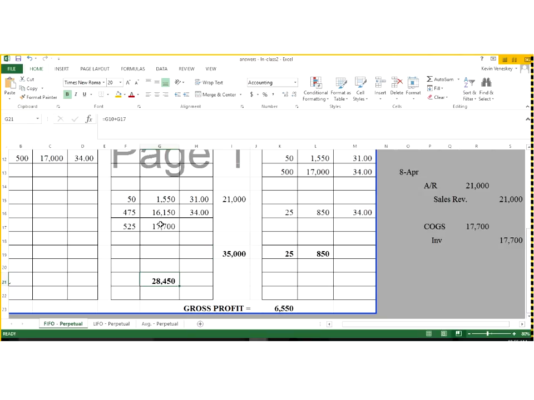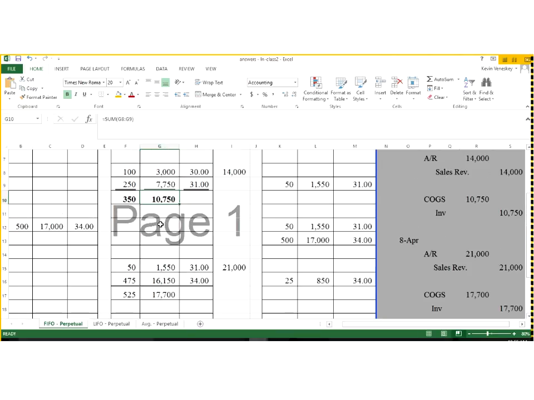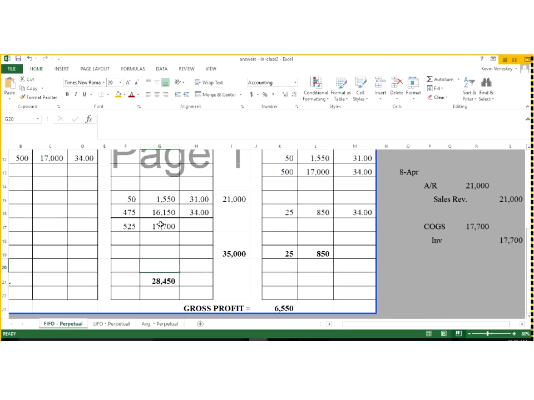Answer number 2 is my total of all of my cost of goods sold added up. So I had a 17,700 plus a 10,750. So I have a total here, cost of goods sold, when I add up all of that, 28,450. And now, as we learned last week, to get gross profit, we simply take our sales minus our cost of goods sold, and that's where I get the 6,550. That's how much income I have made over these two sales.